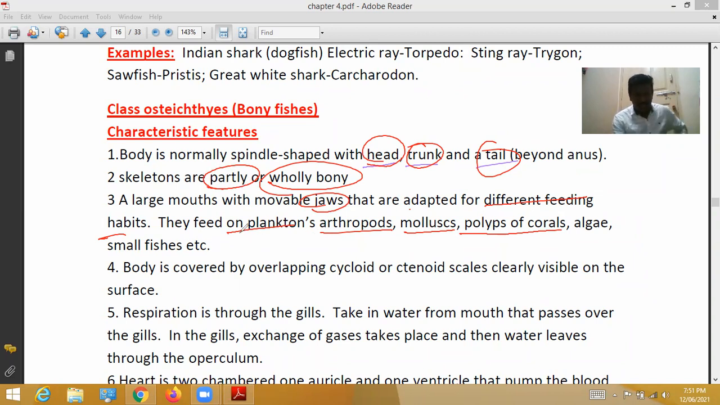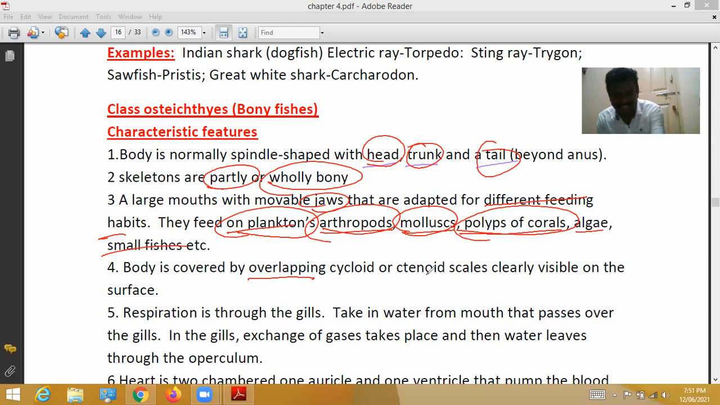They feed on planktons, phytoplanktons, arthropods, mollusks, polyps of corals, algae, and small fishes. The body is covered by overlapping cycloid or ctenoid scales. Previously we discussed placoid scales. Here, cycloid scales are a kind of scales located on bony fish's body. Those are clearly visible on the upper surface of the fish.